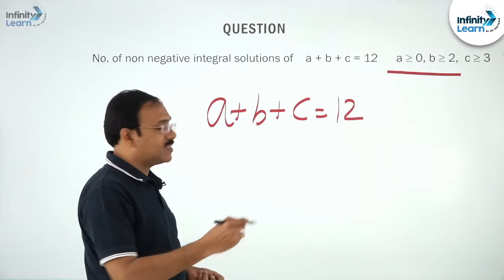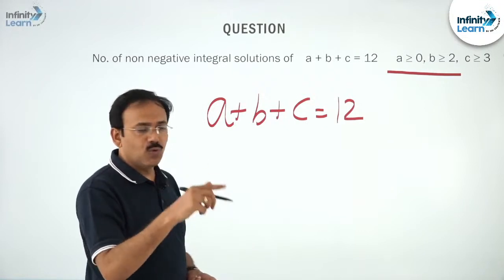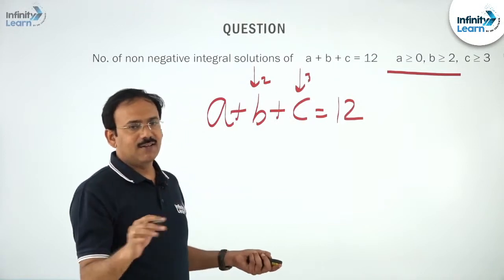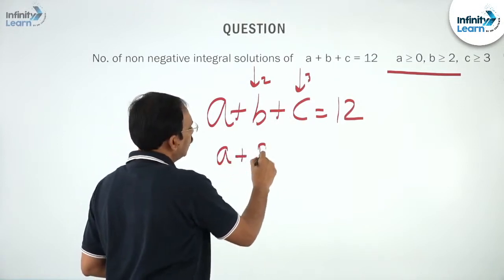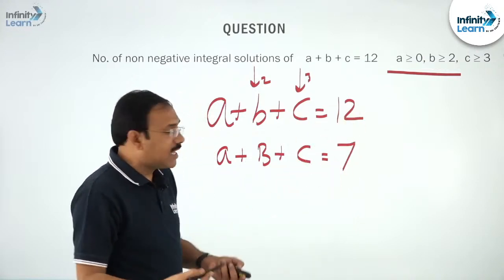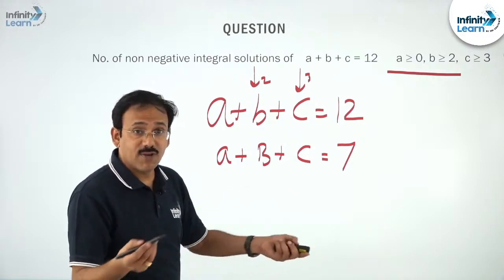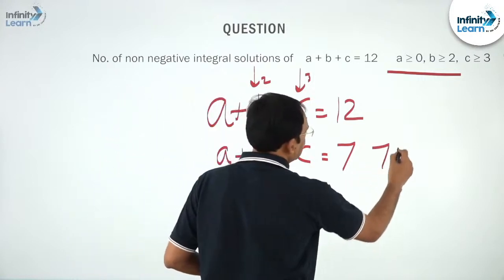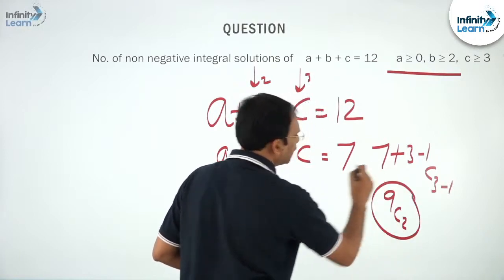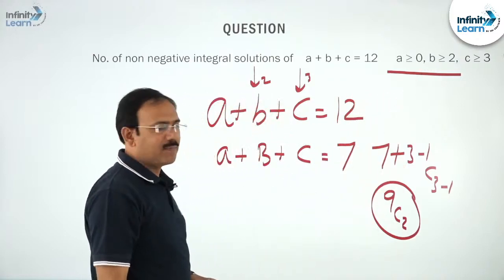Greater than or equal to 2 means this bag must contain minimum 2 balls, c also minimum 3 balls. You do one thing: you put 2 balls in this, 3 balls in this, 5 balls are done. So you can treat it like a plus new b plus new c, 5 balls are done, only 7 are left. Now you can just put these 7 identical balls into 3 boxes such that a box can receive any number of balls. So n plus r minus 1 C r minus 1, which is 9C2, is going to be the answer.